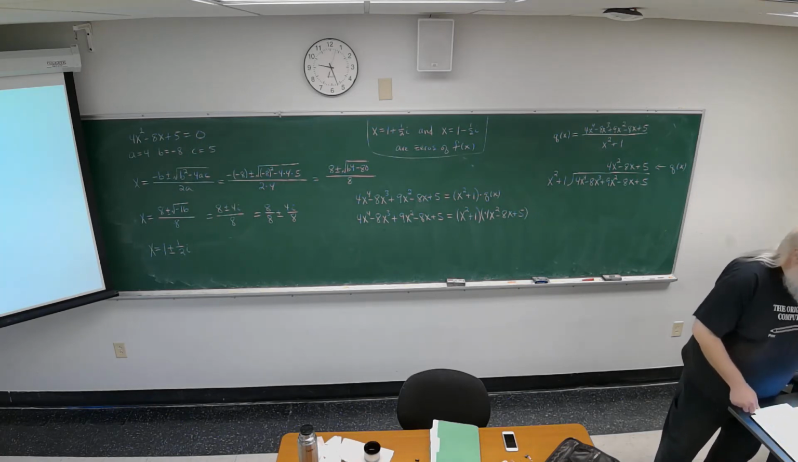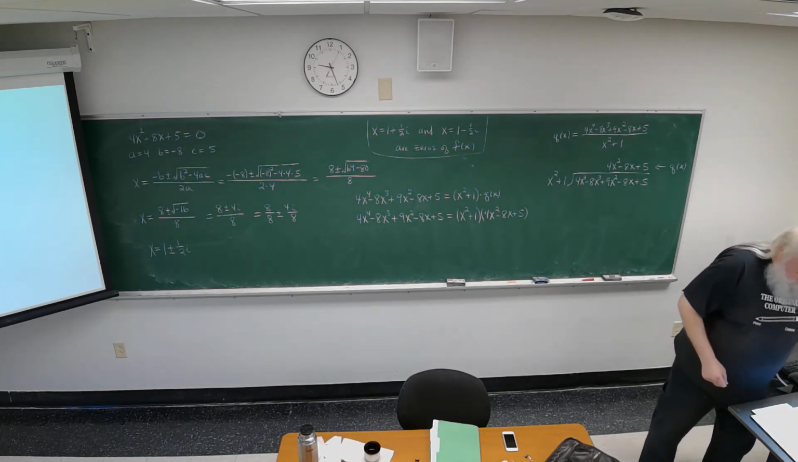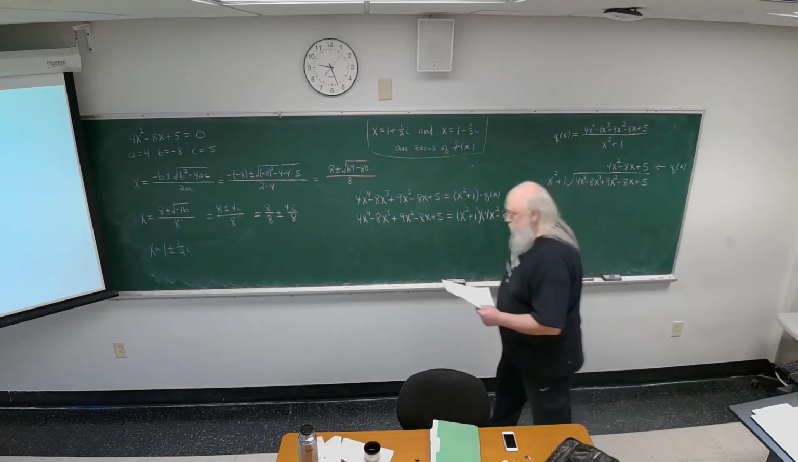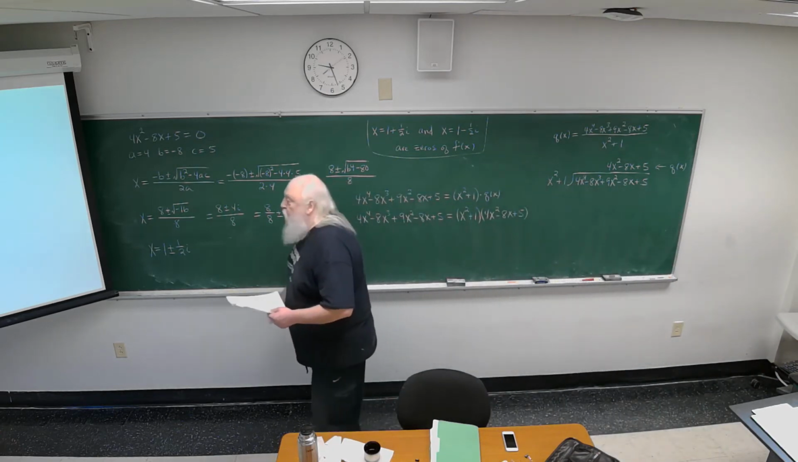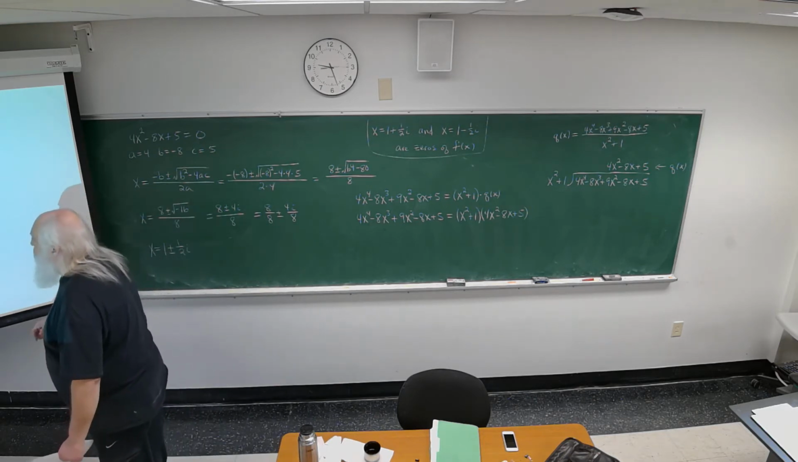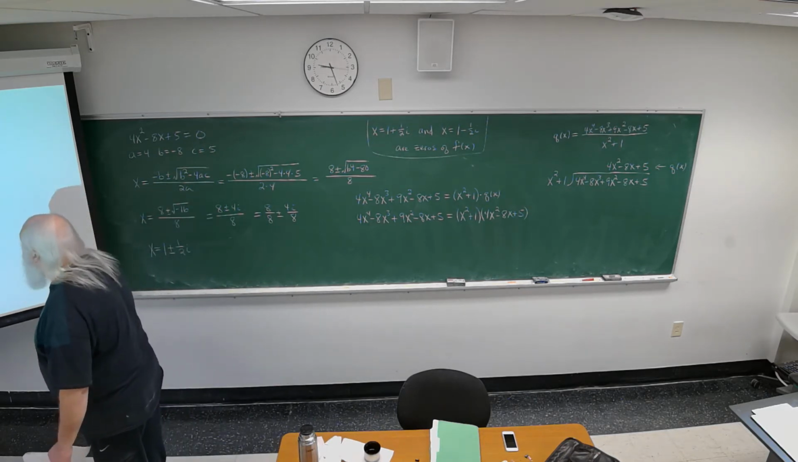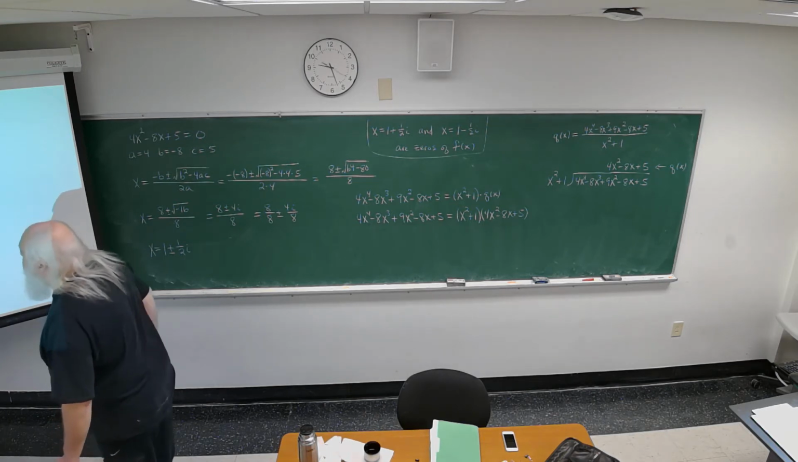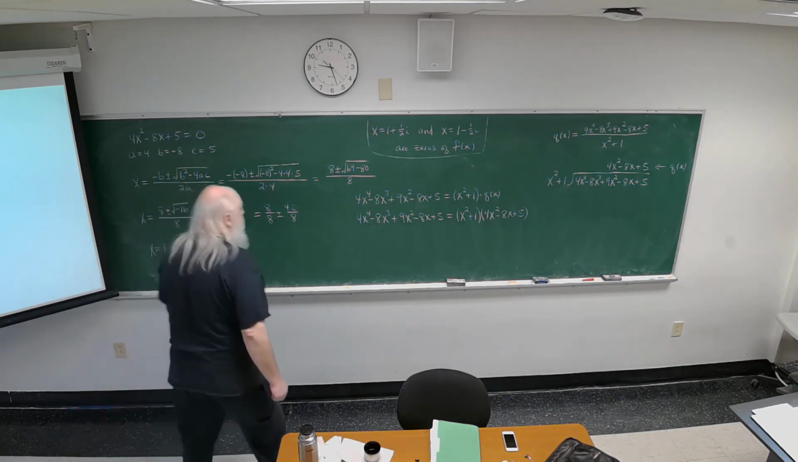So let's take a look at example 9. One solution to the equation, fourth degree polynomial equals 0, is a complex number, x equals 1 plus 2i. Determine all the solutions to this equation.